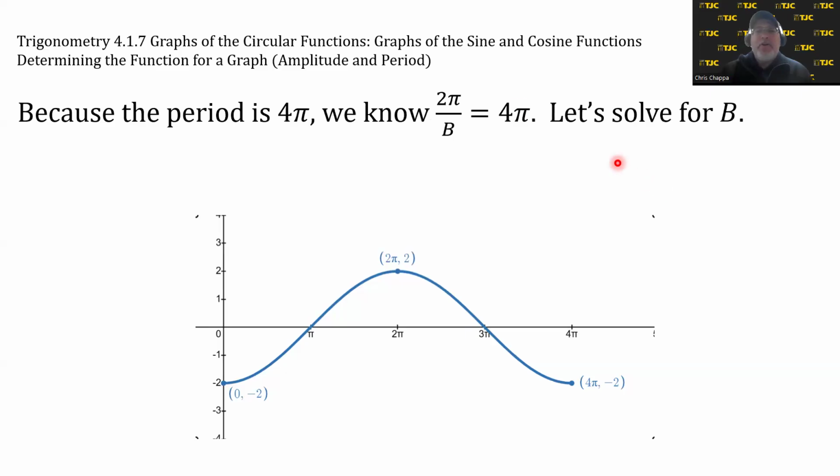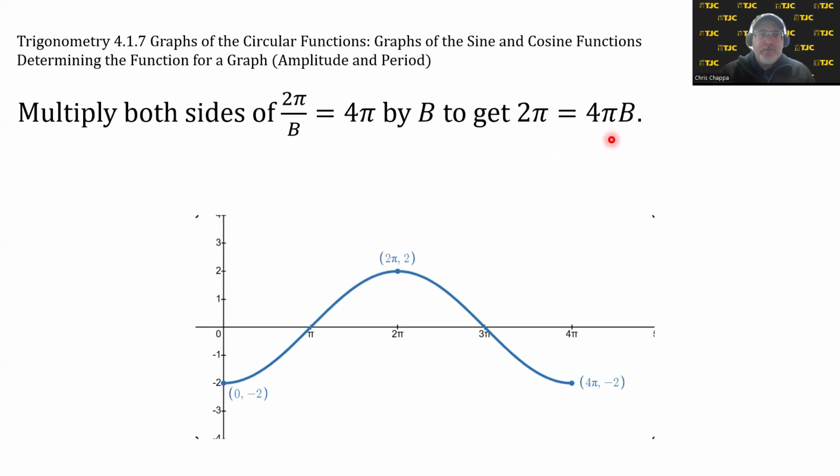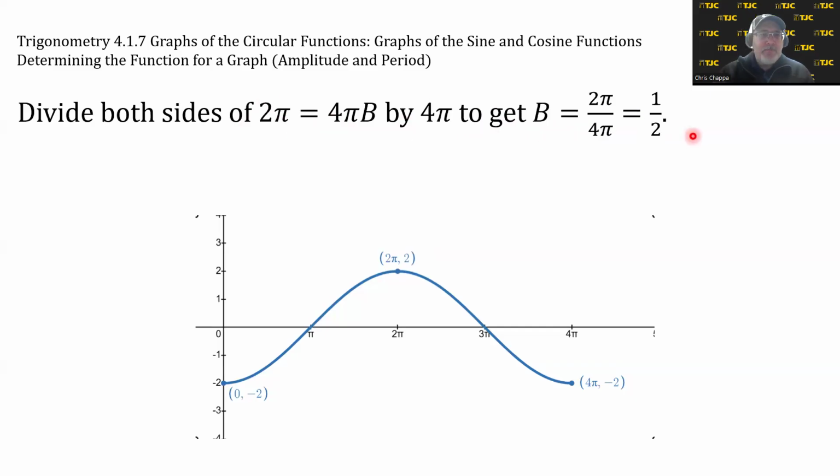Now, because the period is 4 pi, we know that 2 pi over b equals 4 pi. Notice I don't have the absolute value because we already know that b is positive. Let's solve this for b. If we multiply both sides of this equation by b, it'll cancel the b on the left and give us 2 pi equals 4 pi b.